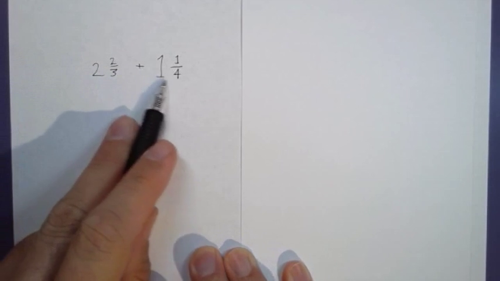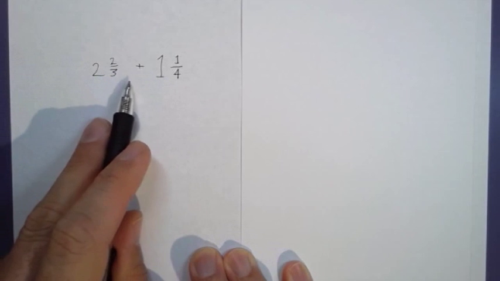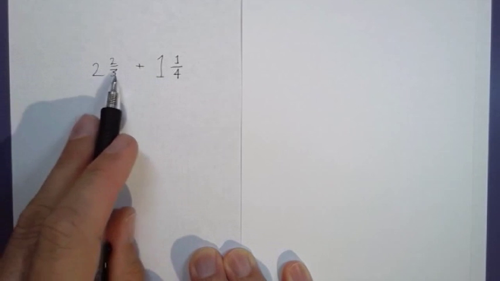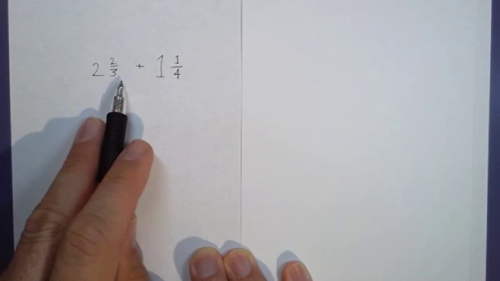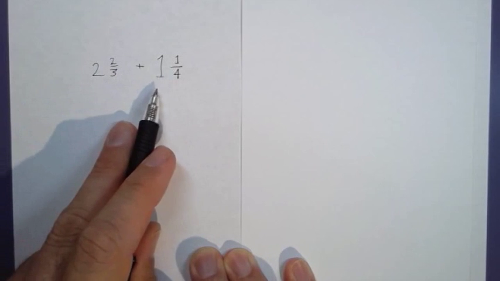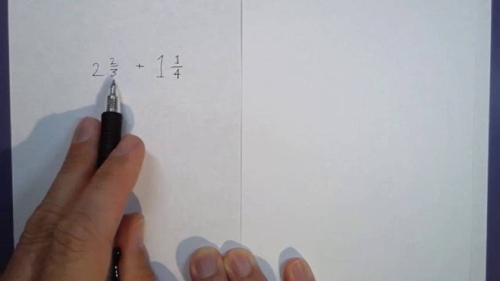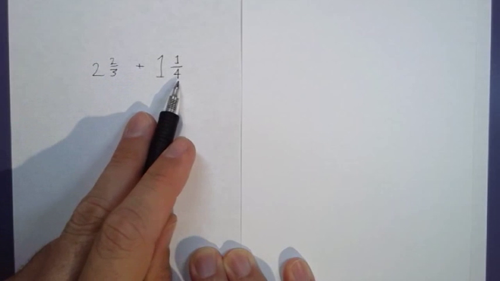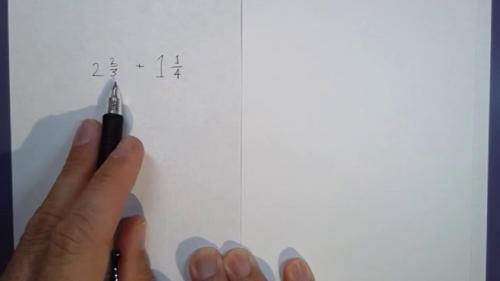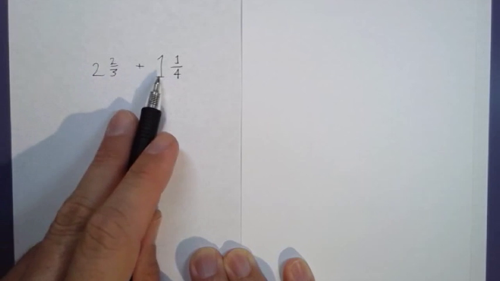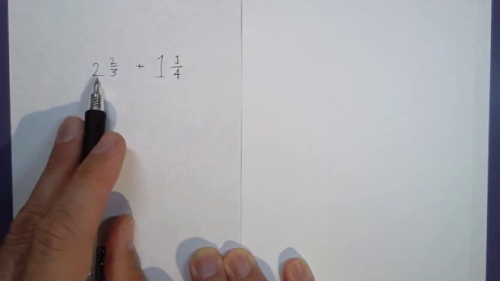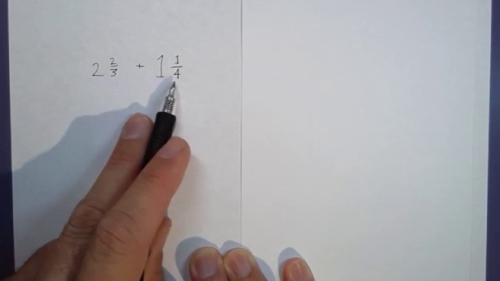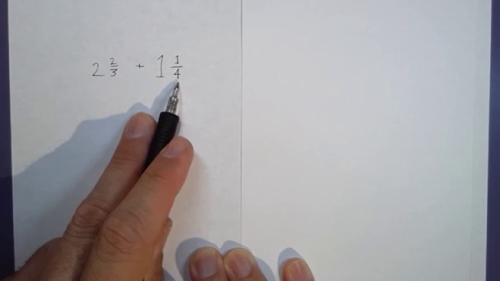So when it comes to adding mixed fractions, you can add the whole number part and the fraction part separately and put them together at the end and carry over any whole number if you happen to generate an improper fraction while adding these fractions. So we can not think about the 2 and the 1 for a moment and just focus on the 2/3 and the 1/4. So remember, to add fractions you need common denominators.